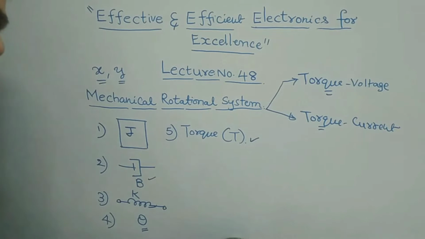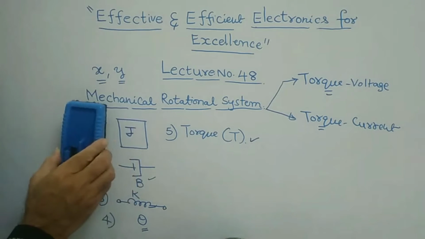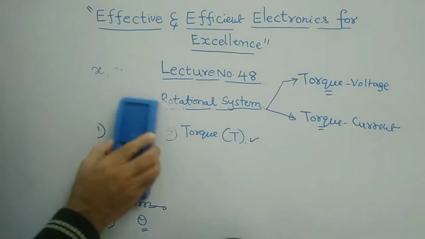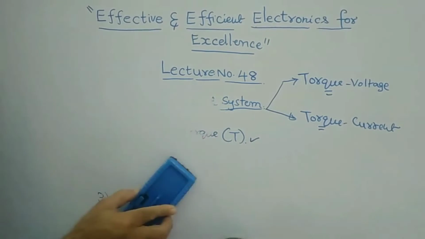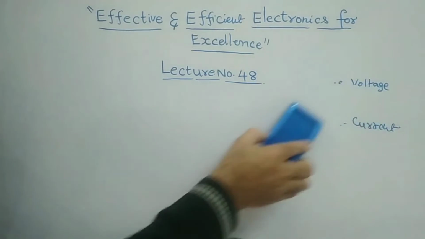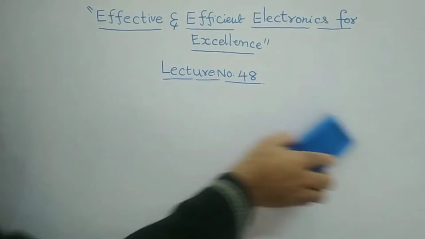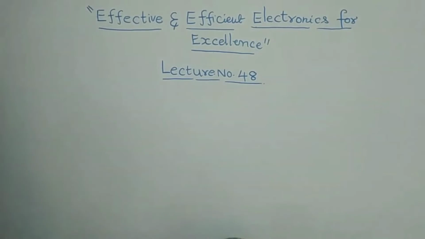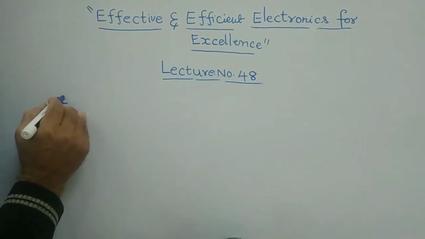Now quickly I will explain one example so that you will understand better. I will consider one mechanical rotational system example, and I will convert that particular mechanical system into its electrical equivalent, and definitely you will enjoy this. Clear? So I will draw the mechanical diagram, and I will convert that into the electrical equivalent using both the torque voltage and torque current analogies. Let us consider the block diagram.